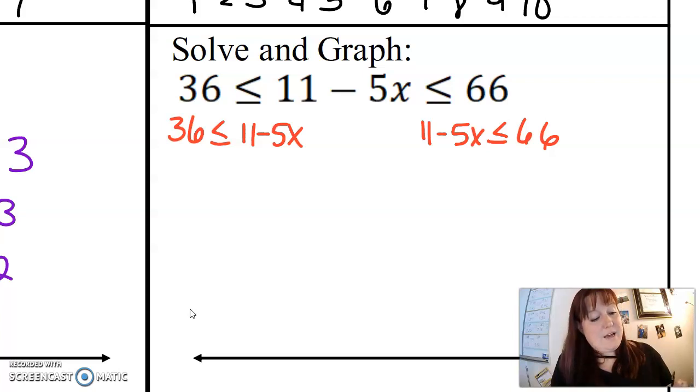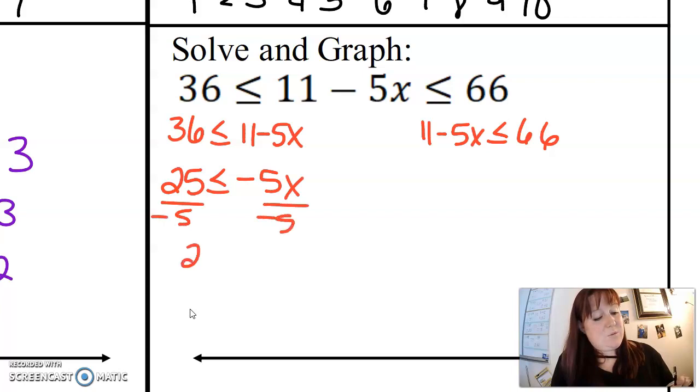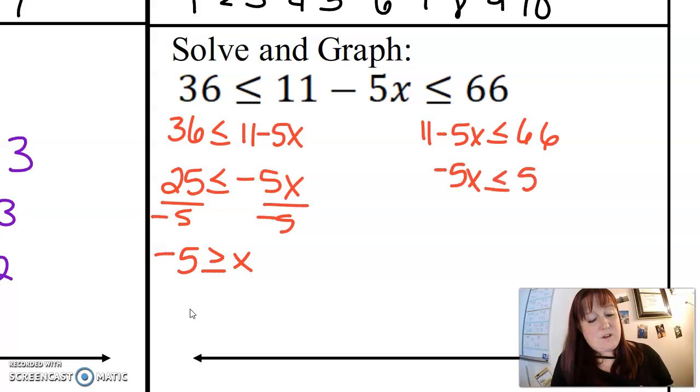So I subtract 11 from both sides, and I get 25 is less than or equal to negative 5x. I divide by negative 5, and I get, flip the sign, negative 5 is greater than or equal to x. And then on this one, if I subtract 11 from both sides, I get negative 5x is less than or equal to 55. Divide, and I get x, flip the sign, is greater than or equal to negative 11.